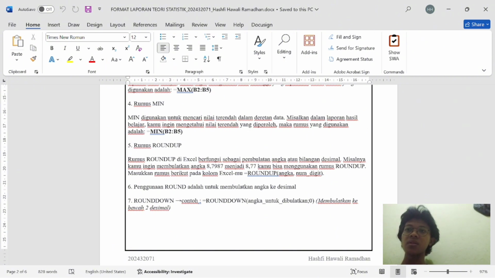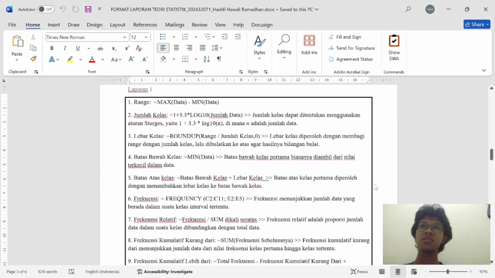6. Round formula. The ROUND function rounds numbers to the nearest decimal place. 7. Round down formula. The ROUNDDOWN function rounds a number down to a specific decimal place. Example: if you want to round down a number to 0 decimal places, use =ROUNDDOWN(8.7987, 0). Okay, here I want to continue the explanation.